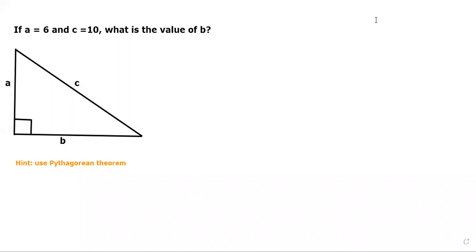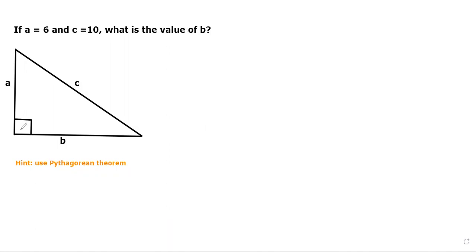So right here we have a right triangle. So what are they asking for? They said if A equals 6 and C equals 10, what is the value of B? But there's a little history about this triangle, right?